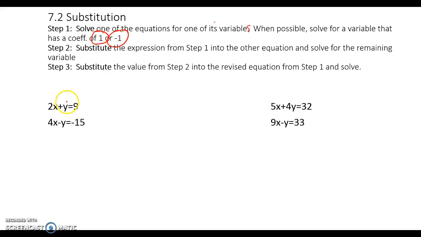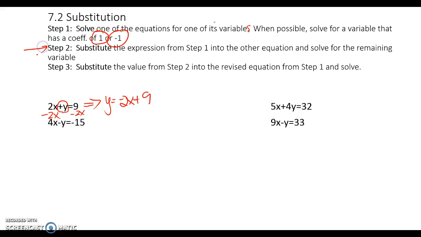Well, there's an obvious answer here. I should solve this for y because it has a coefficient of 1 or negative 1. So if I subtract 2x from both sides, y equals negative 2x plus 9.